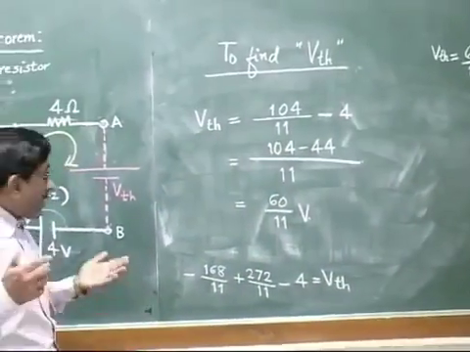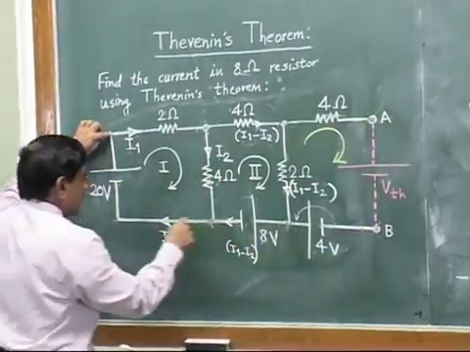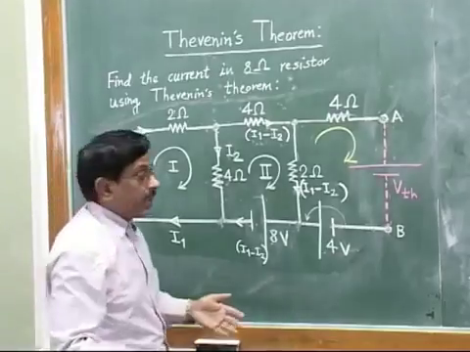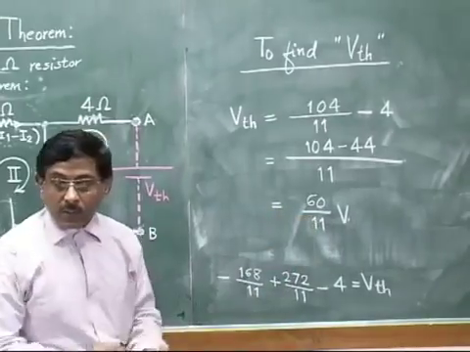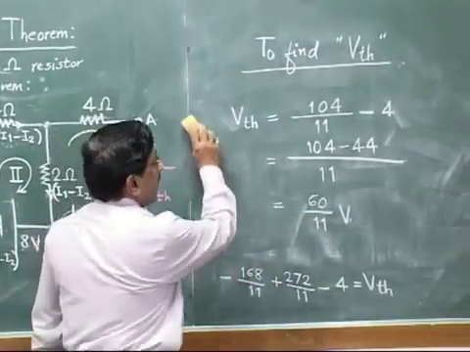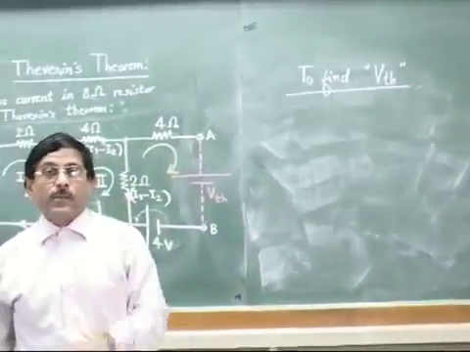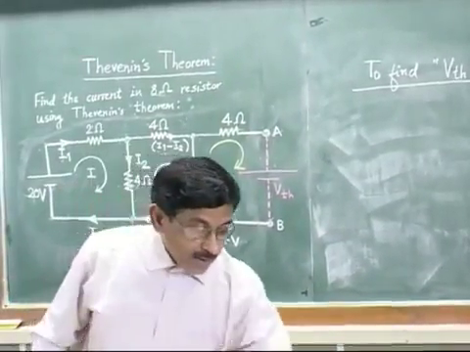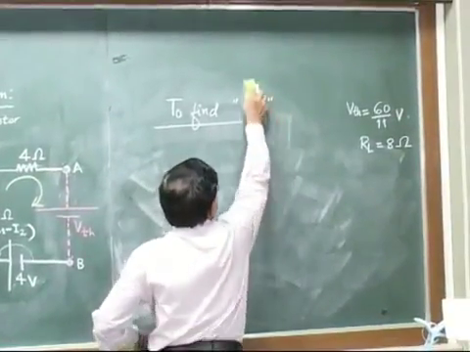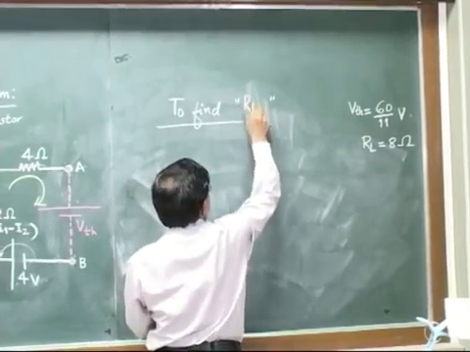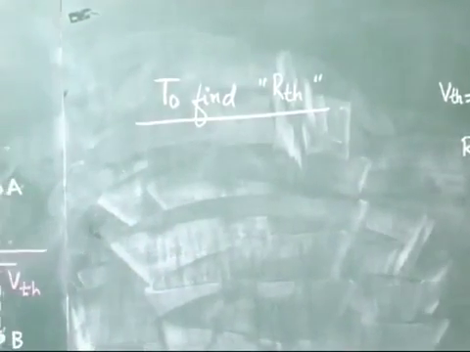Now the same thing you can do. Even if you take this bigger loop, right from this to this end, and write the loop equation, put values of I1 and I2, you will find that you still get the same answer. So step 3 we are using for finding the value of VTH. And now we move to step 4. Step 4 is to find RTH, that is, the equivalent resistance of the entire network across open points A and B.